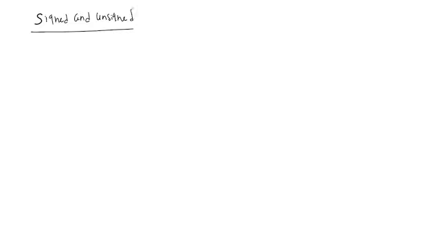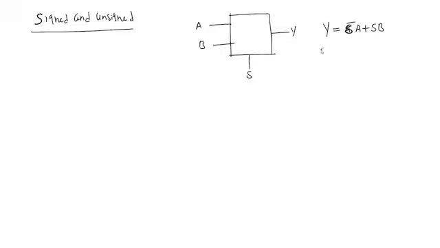Suppose a mux is there, so a 2 cross 1 mux. How many inputs are there? A and B, and one output Y, and one selection line S. So you know the Shannon's equation: Y equals S bar A plus S B. Based on this equation only, you need to write.